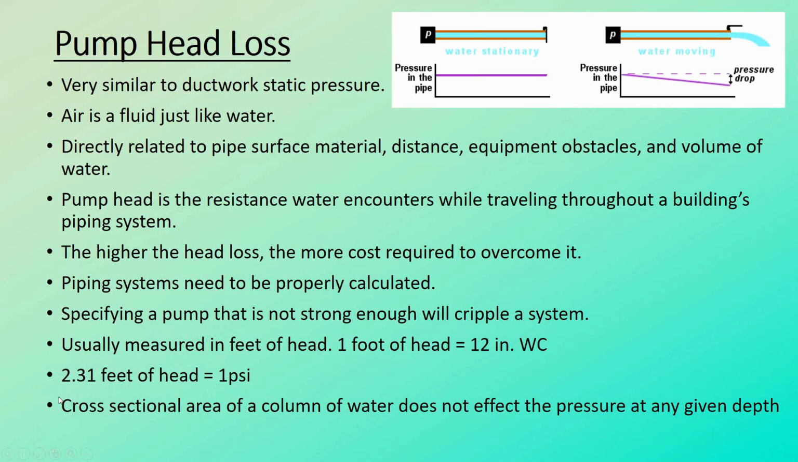And I just want to have a side note. Whether you have an Olympic swimming pool of water or a 1/2 inch pipe, if you have a column of water, the pressure is going to be the same 1 foot down from the top of the 1/2 inch pipe as it would be 1 foot down in the entire Olympic swimming pool. So cross-sectional area does not affect the water pressure at any given depth.